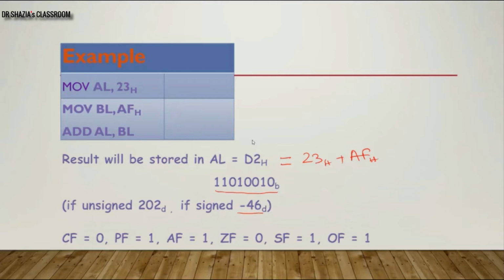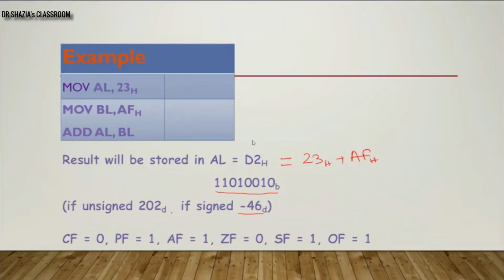So, what will be the condition in this case? If I am looking into the carry flag, is there any end carry generated? Addition of these two 8-bit numbers, 23H plus AFH, has not generated an end carry. Yes, so my carry flag will be 0.